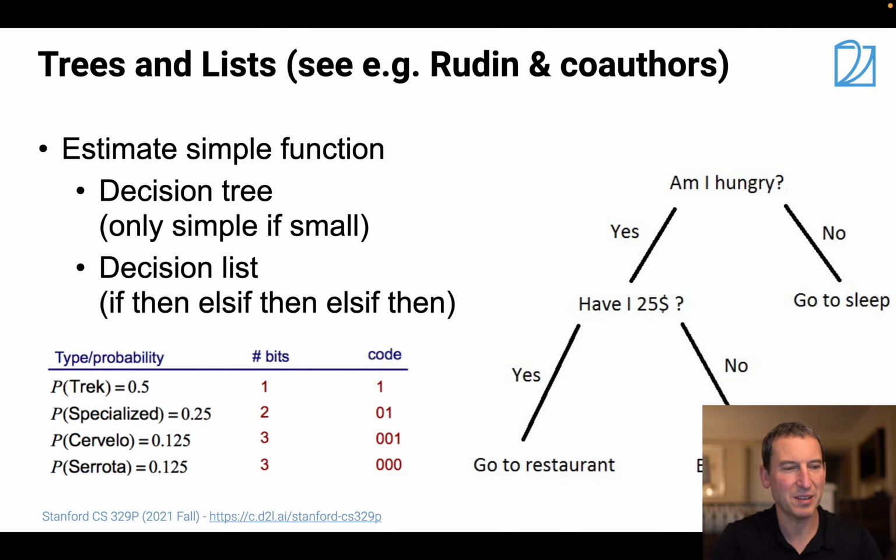Here's another example, and Cynthia Rudin and co-authors have done a lot of work in this context, namely using essentially combinatorial optimization to find very simple functions. For instance, decision trees: am I hungry? Yes or no? Well, no, then sleep. Yes, well, if I have enough money, go to a restaurant. If I don't have enough money, buy a hamburger. Or a simple decision list, which just goes like, if this, else if this, else if, right? So you can basically write this as else.